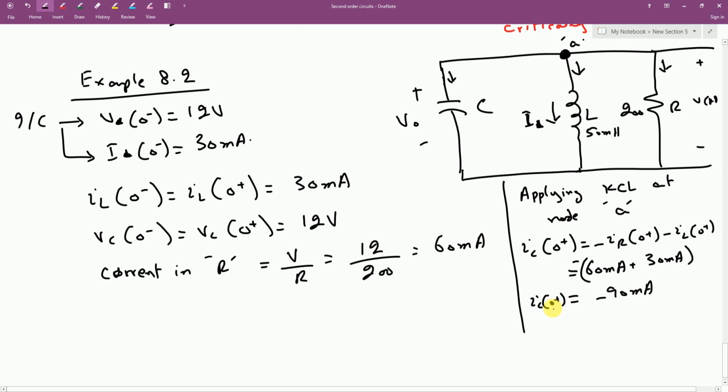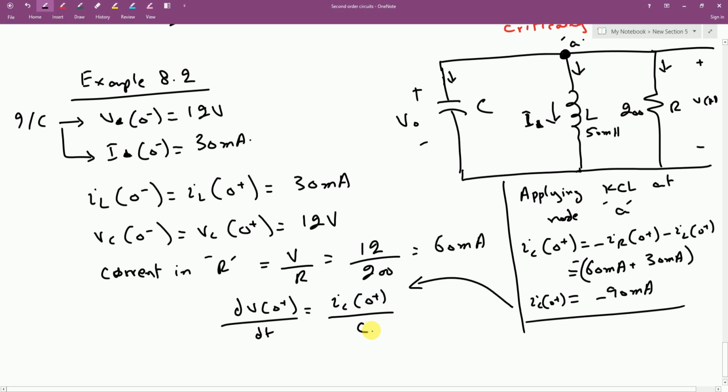Now because I know the value of IC 0 positive, I can find out dV 0 positive over dt, and that is equal to IC 0 positive divided by the capacitance value C. So using this expression, which is actually the expression for the current through a capacitor, I can find this to be equal to minus 450 kilovolt per second.